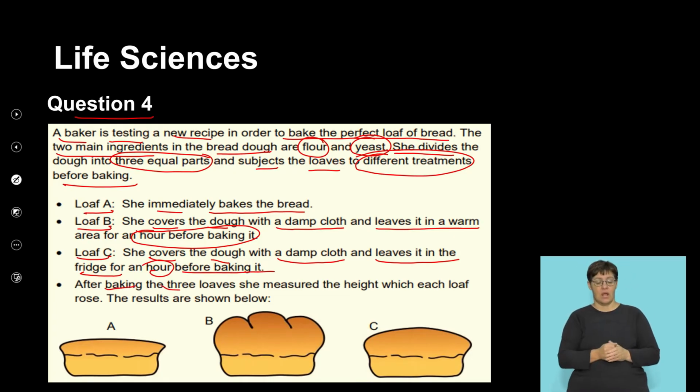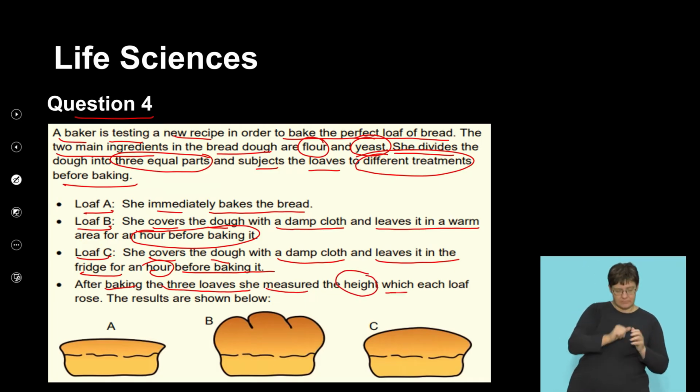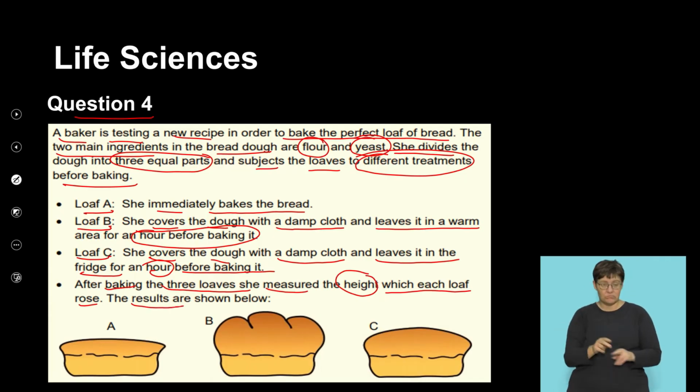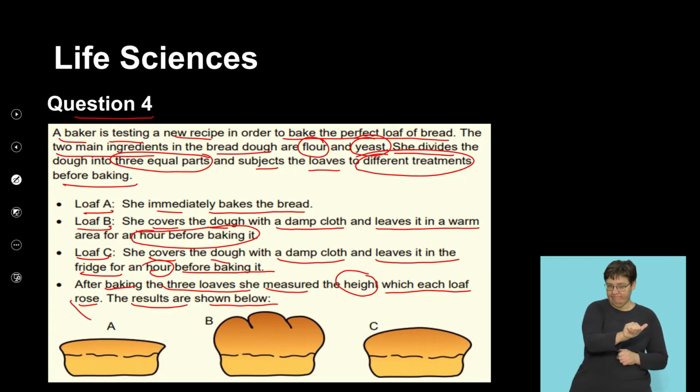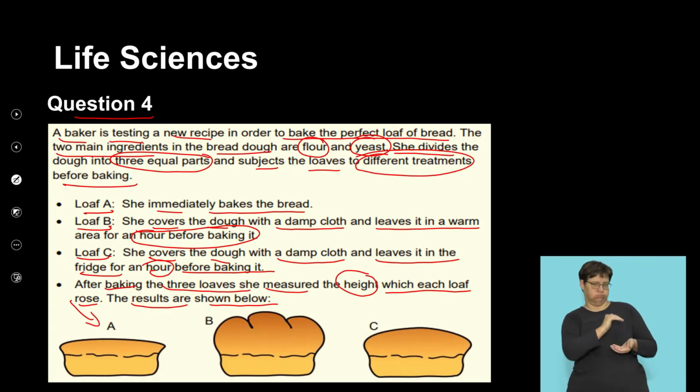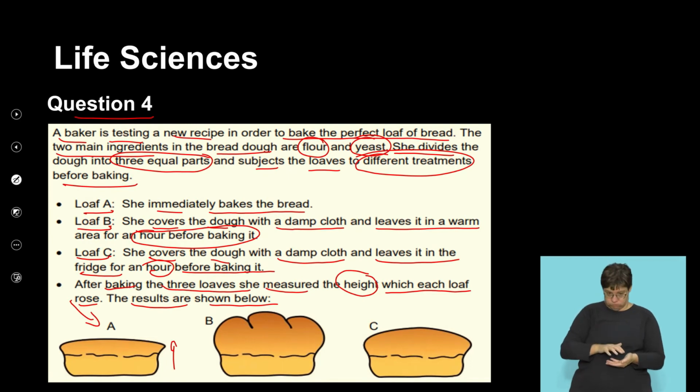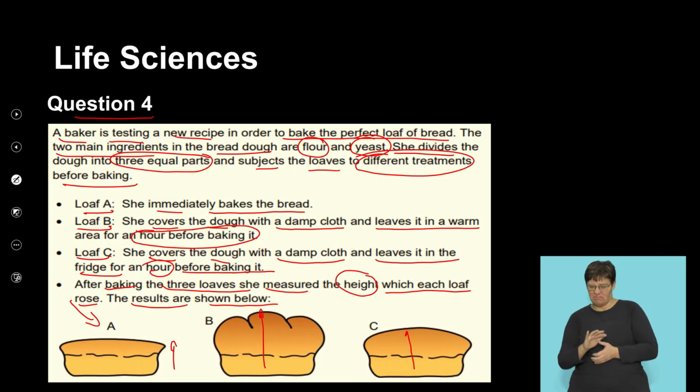After baking the 3 loaves, she measured the height which each of the loaves had risen. The results are shown below. Loaf A, as indicated here, doesn't look like it has increased significantly in height. Loaf B has a bread that has risen very handsomely, and loaf C seems to be a moderate amount of height increase.